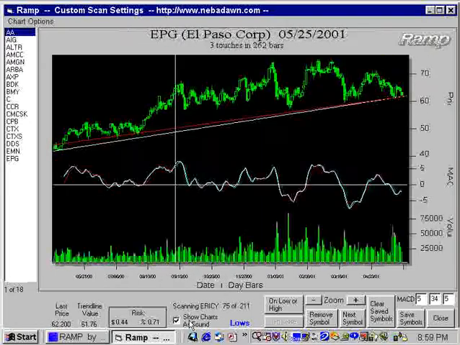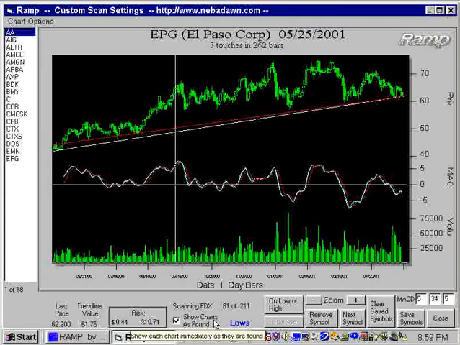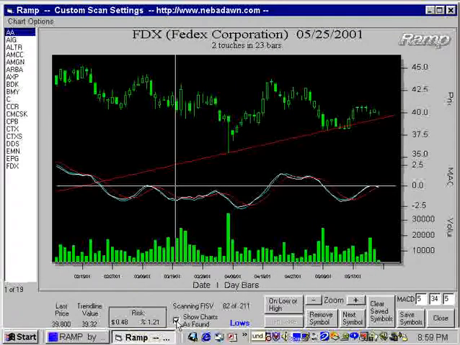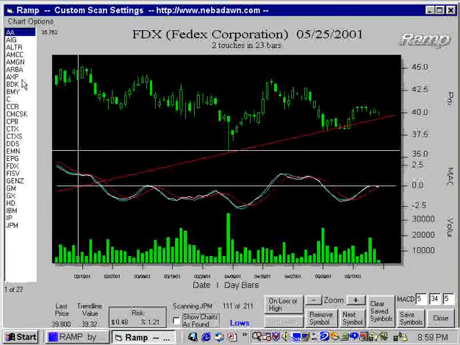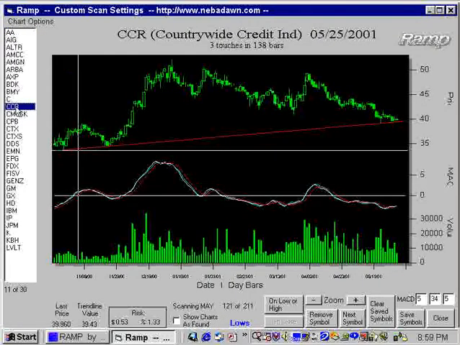The next one across is Show Charts as Found. If I unclick this, the charts will stop appearing as the scan progresses. You can see here on the left the scan is continuing to progress, but I have stopped it from showing the charts. While the scan is running, I can now go in and look at any chart I like.